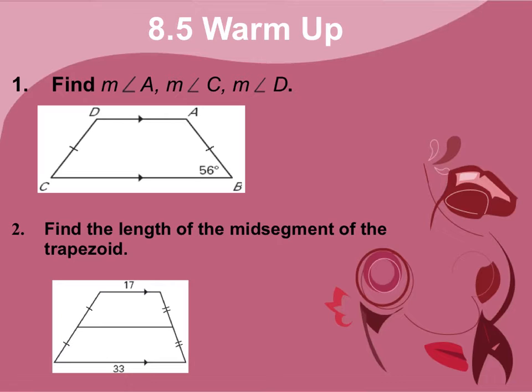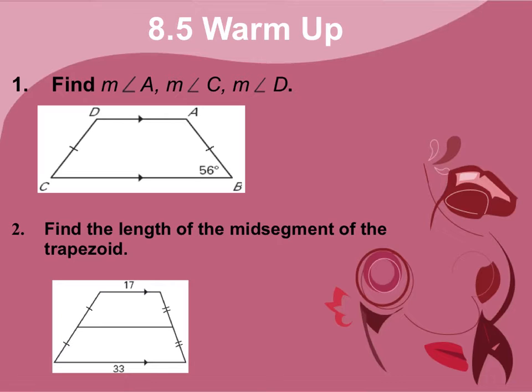So some of the properties are the same, especially in the isosceles trapezoids, but the actual shape itself cannot be classified as the other type. Yes? Does that make sense? Okay, so a trapezoid by definition has exactly one pair of parallel sides.